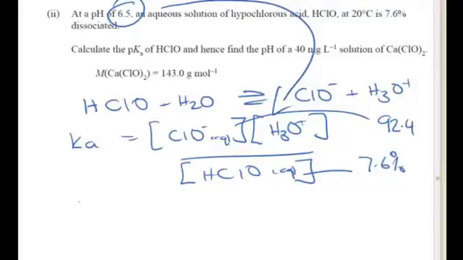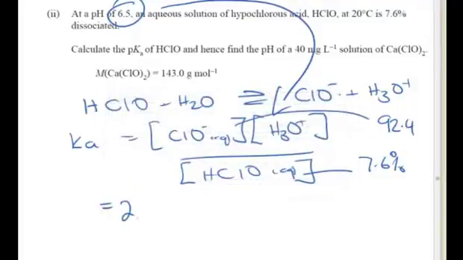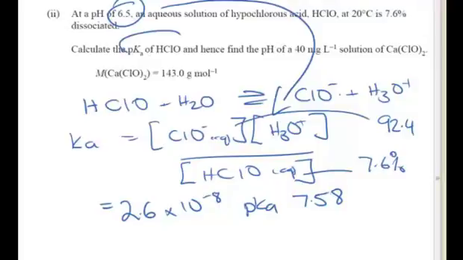Sorry, just a minute to do that. That's going to end up being 2.6 times 10 to the negative 8, and we can turn that into a pKa just by doing the minus log. So minus log of 2.6 times 10 to the negative 8, and we change the negative to a positive, and that's 7.58. So we have the Ka and hence the pKa for the acid there, and that's the first part.